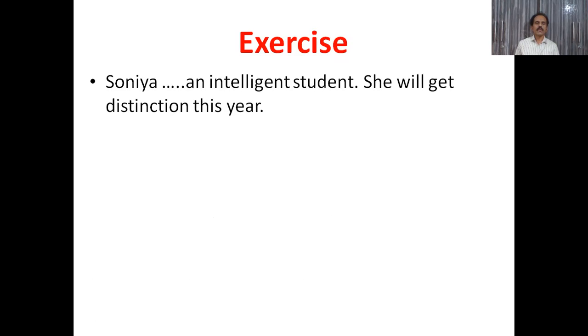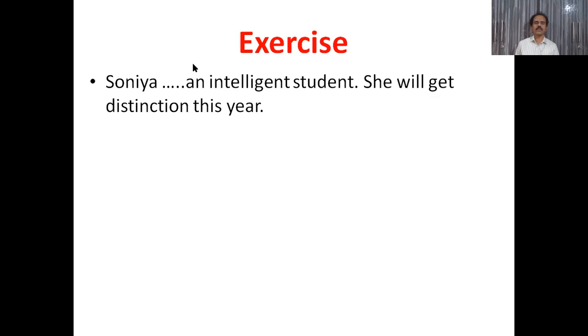Yes, we have some other sentences on be forms. Fine. Sonia blank an intelligent student. She will get distinction this year. Look at the subject. Sonia is singular. So a singular subject means either is, am, or was. Am is ruled out because I is not here. Okay, Sonia. Then is or was.